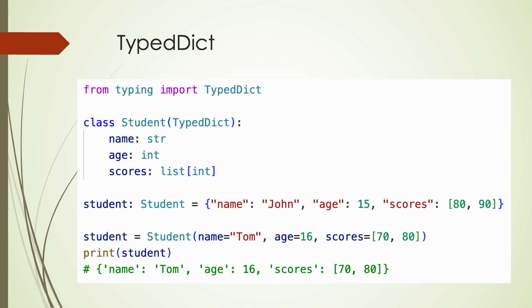TypedDict is normally used for type annotation of dictionaries, but can also be used as a class to construct a dictionary with key-value pairs as shown in this example.